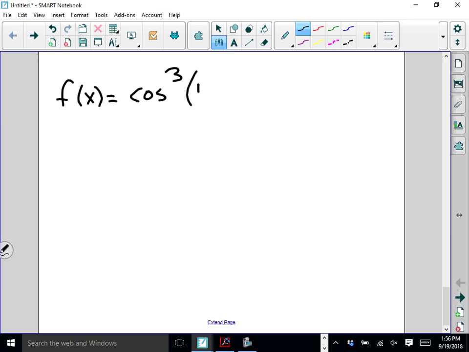So here's what I have. I'm looking at a function called cosine cubed of 4x. Now, let's rewrite this thing. That cosine cubed, it's going to be helpful to think of it as the whole cosine of 4x, that whole thing cubed. So let's rewrite this thing as cosine of 4x, that quantity cubed.